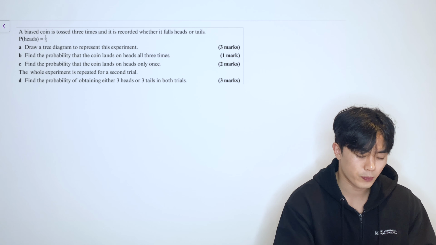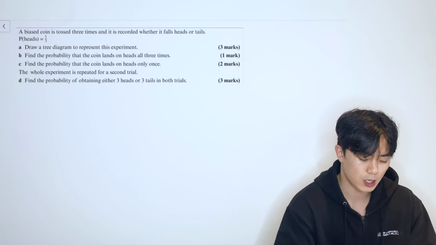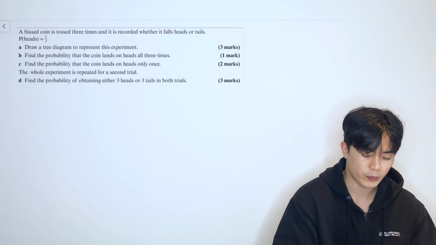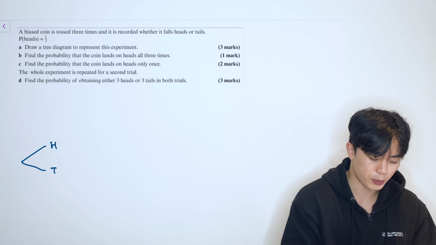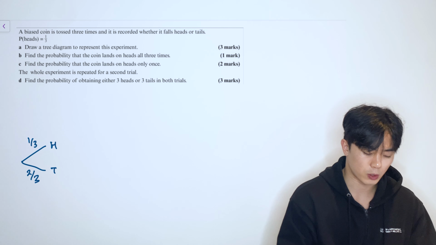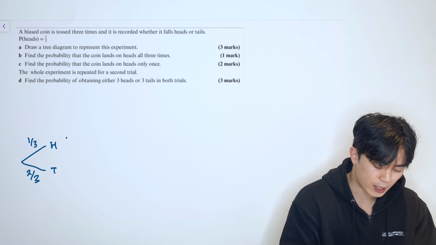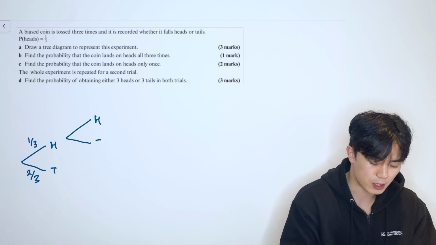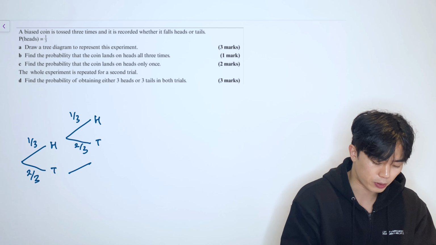Let's try another question here. A biased coin is tossed 3 times and it's recorded whether it falls heads or tails. The probability of heads is 1 over 3. So the first toss, we get either heads or tails, right? And the probability of heads is 1 over 3 because it's a biased coin, meaning that tails is 2 over 3 as well. Now, it doesn't give us any more information, so therefore we can say the second toss, once again, heads or tails, is going to be the same probability, meaning that actually in this case, the events are independent, unlike the previous example. Same thing for heads, tails, 1 over 3, 2 over 3 like this.